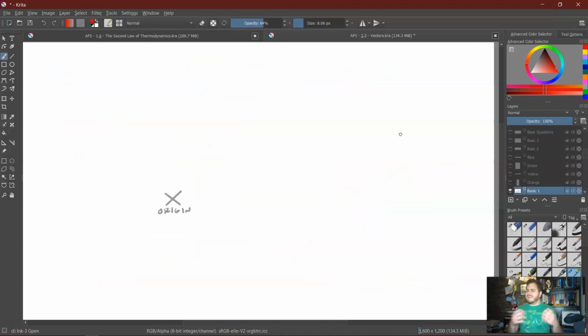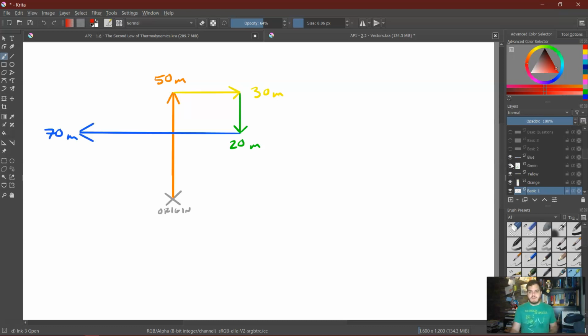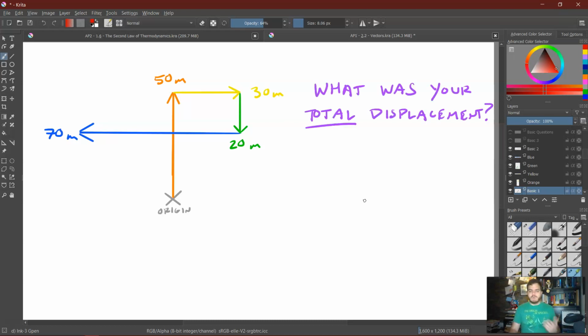So let's start to look at an example of two-dimensional motion and how vectors can give us much more specific information. So let's say we start at this position, the origin, and we go 50 meters, we'll say up, that's fine. We go 30 meters to the right, 20 meters down, and 70 meters to the left. And the question is, you remember, if we want to know the total displacement, what we would do, remember, that's going to connect from your initial position to your final position. So we should get something that looks like that.